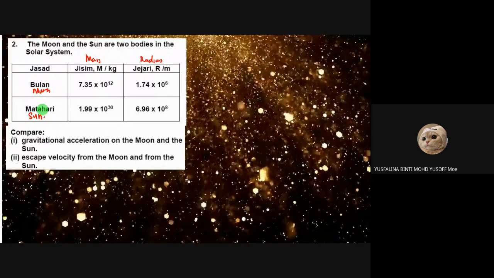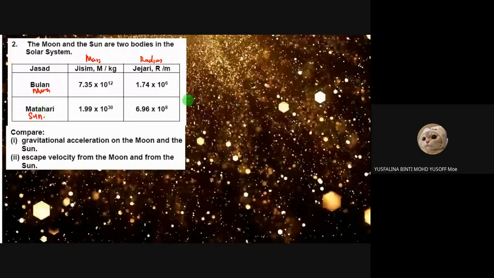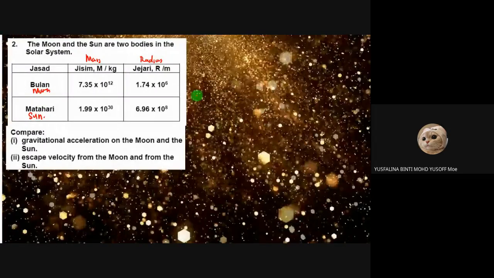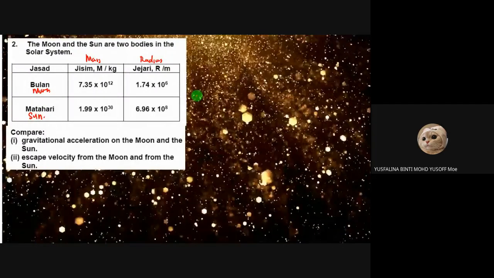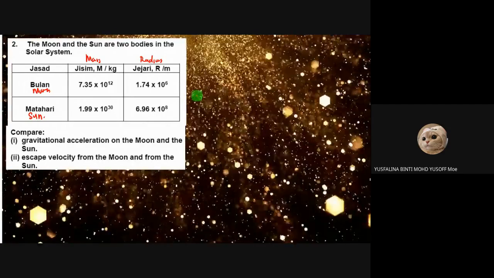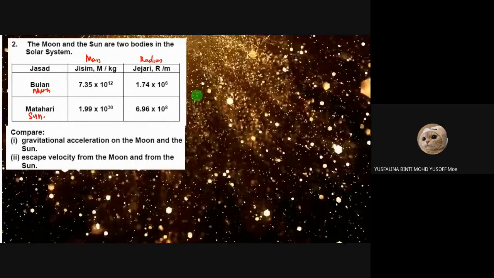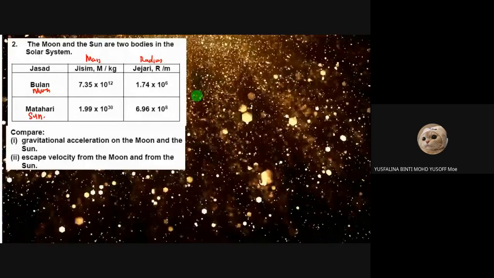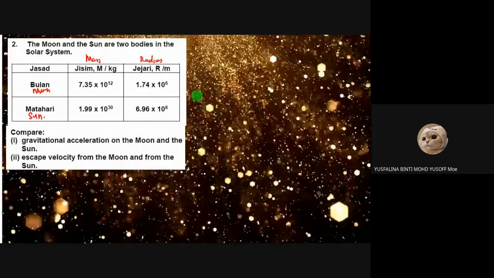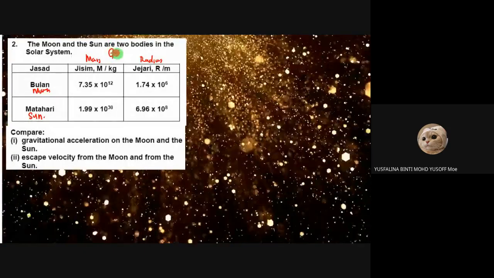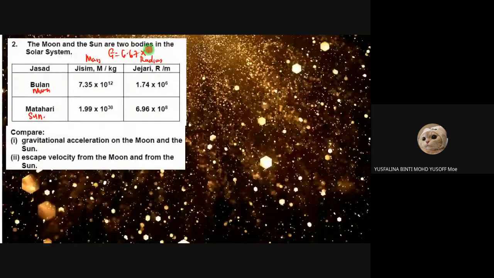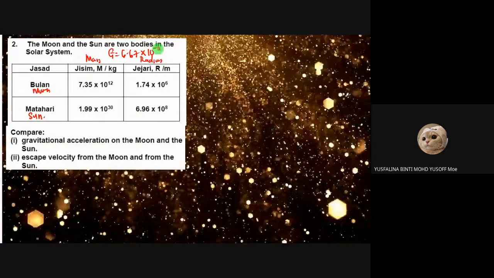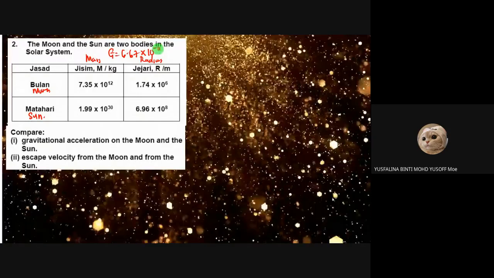Okay, and then after you calculate, you compare. I want you to give me the answer for the gravitational acceleration of the Moon, and then after that for the Sun, and then compare which one is much higher. I'm sure you already remember the value of G is 6.67 times 10 to the power of negative 11. The mass and the radius have also already been given.